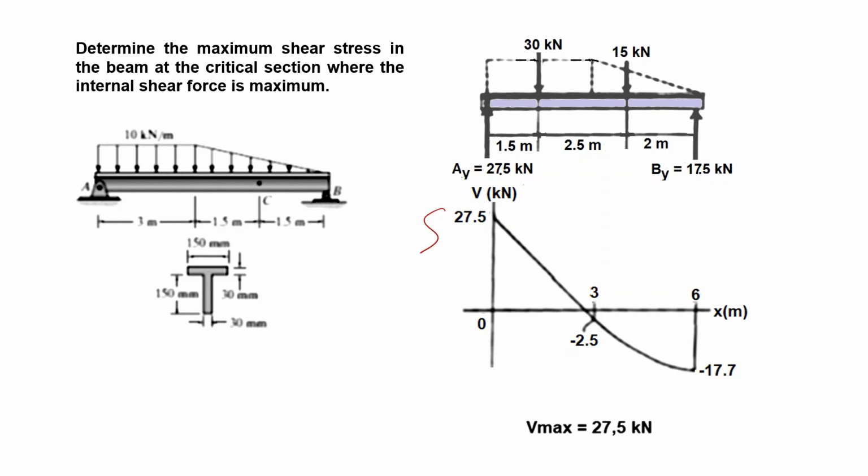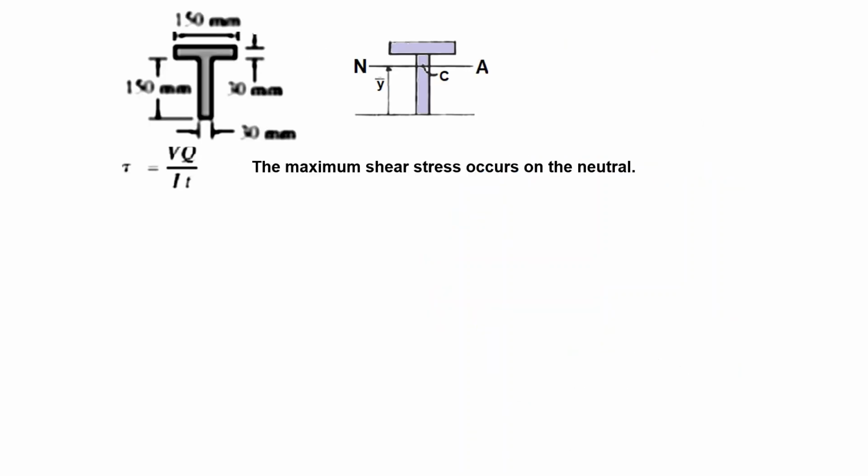As you see, your maximum shear force is 27.5. Let's calculate the shear stress. The shear stress occurs on the neutral axis. It will be somewhere here, but we have to determine the location of this neutral axis. First, start with that. Take this axis and try to determine y bar.